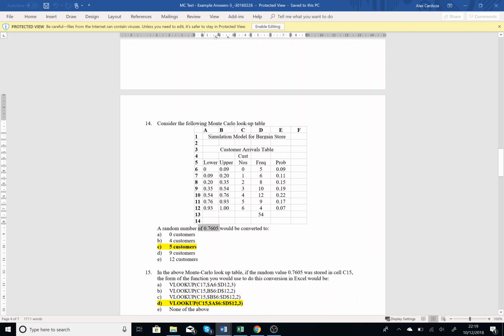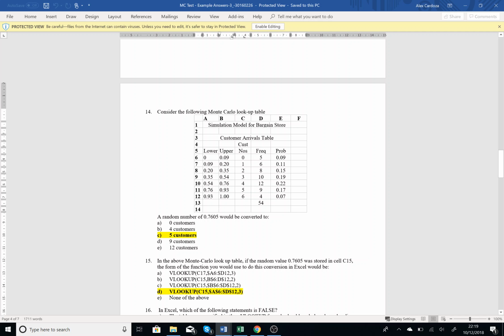So we've got 0.7605. You see 0.76 there, but 0.7605 is bigger than that. So you just go to this number here, look along here, and look at where it could sit in between. 0.7605 is bigger than that, but less than that. So it can't be there. It's bigger than that, but less than that. So it must be here. So it must be 5 customers. Okay, so you just look along here, it's bigger than that, so it goes in here, but less than that, so it must be there.